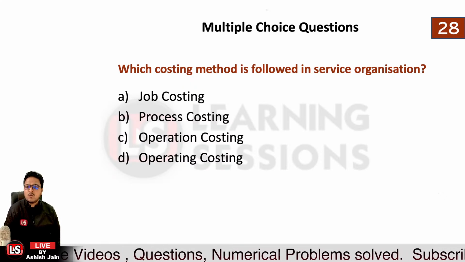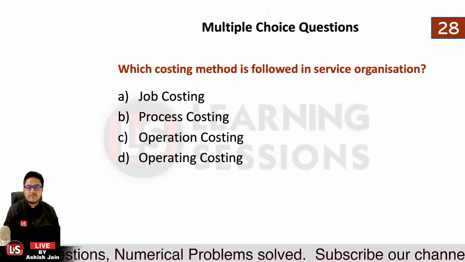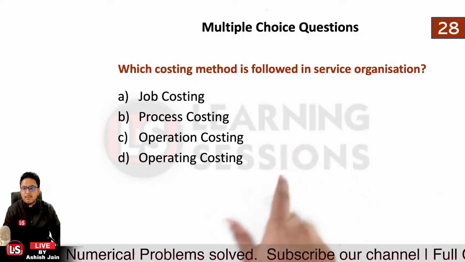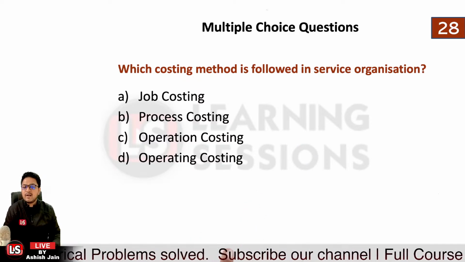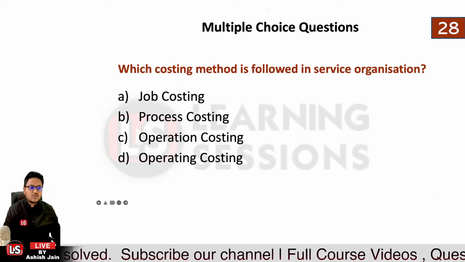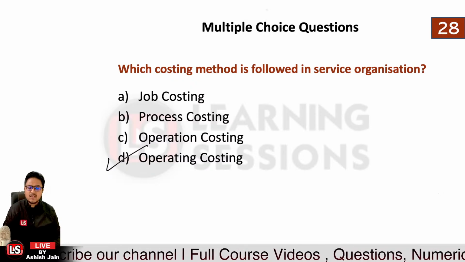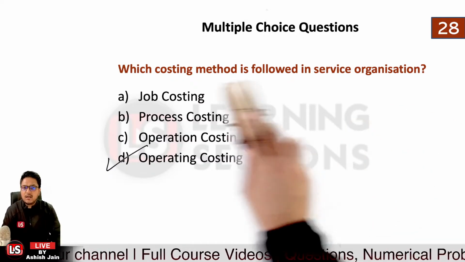Operation costing is related to the cost incurred on a single operation in the department itself. And operating costing is there when we are providing services rather than manufacturing products. So option D would be the right answer for question number 28. Okay.